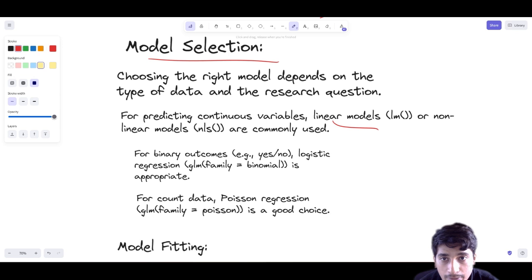Or you need to have some binary outcomes like yes or no, you could use GLM. And if the data is non-linear, you could use an NLS model. But this is a very important step.